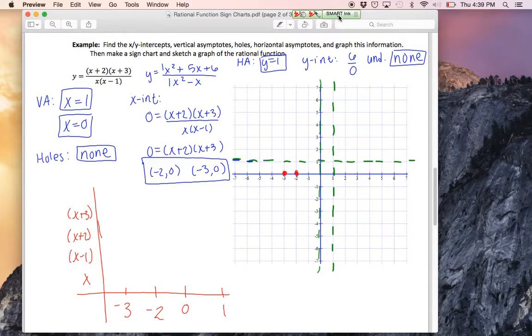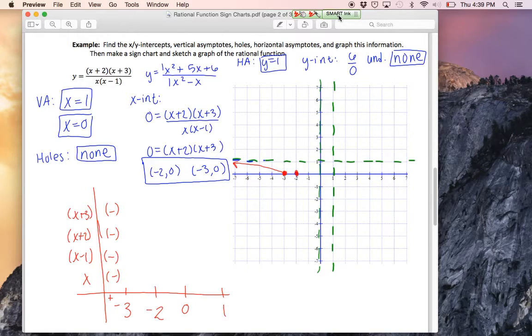So from -3 to negative infinity, let's think about -4. If I plug in -4, -4 plus 3 is negative, -4 plus 2 is negative, -4 minus 1 is negative, and -4 is negative. So 4 negatives make a positive. So what that means is that from negative infinity to -3, your graph is above the x-axis. So it's going to look something like that.